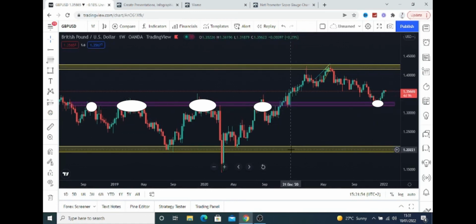So that's how you identify your dynamic support and dynamic resistance. It's easy like that. You don't want your chart to be clustered, because if you make it clustered, it's going to confuse you. So try to make it as simple as possible. In the next video, I'm going to show you the strategy that I would use building from the dynamic support and resistance.